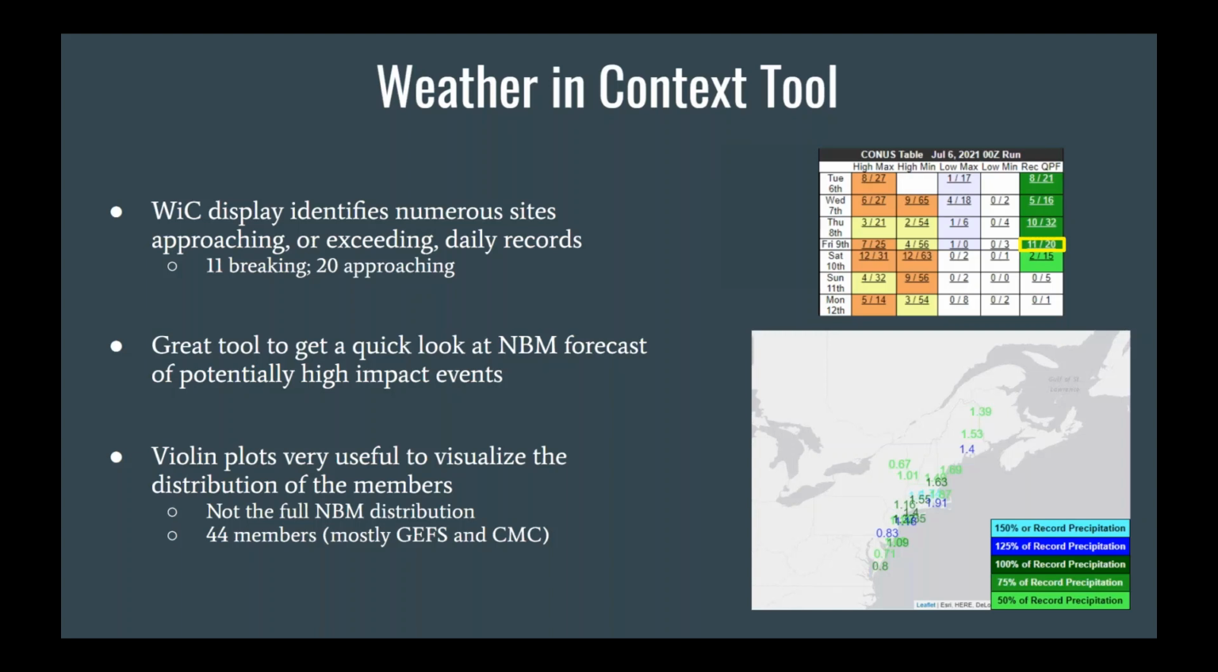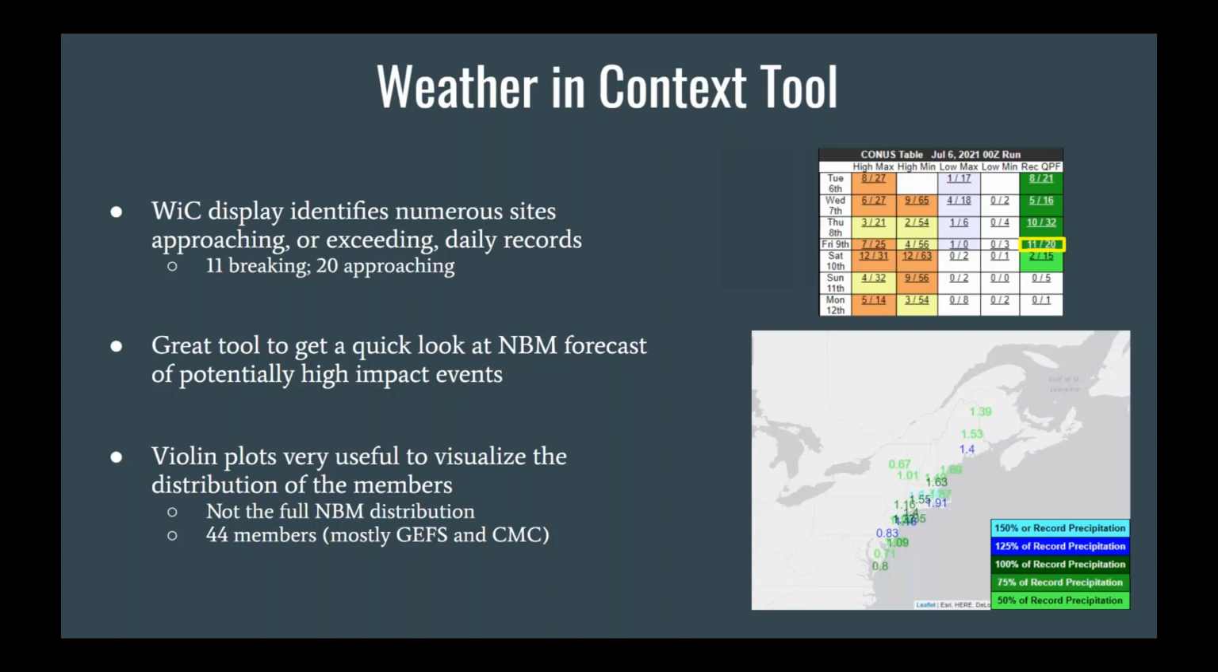Now, one difference between what we just looked at with the EFI and the M-Climate from the GEFS is those were both 0Z to 0Z forecasts. This is a day forecast. So this is Friday, as opposed to 0Z to 0Z. It's the day of Friday. So they're not quite exactly the same thing. But this is a great tool to get a quick look at MDM forecasts of potentially high-end events.